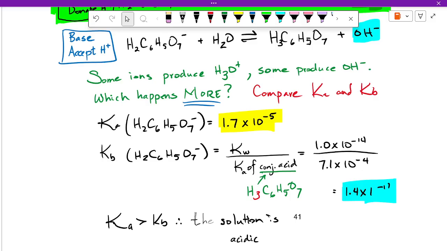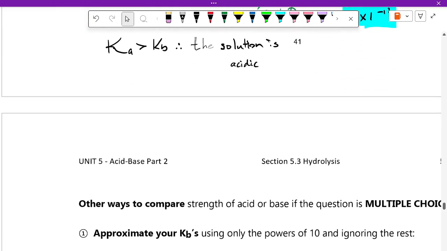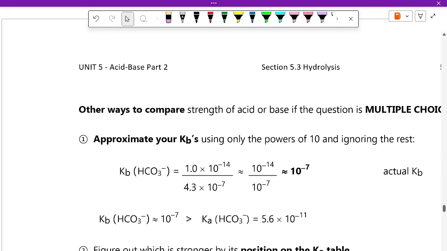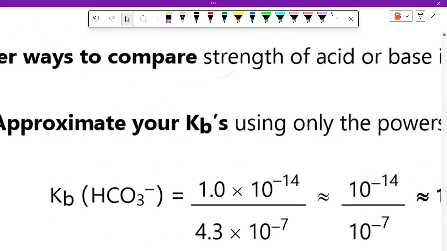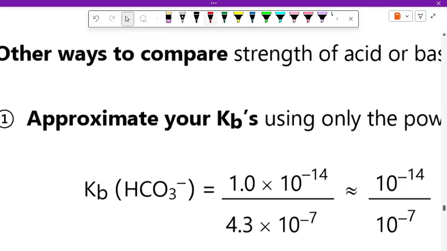Now, you're not always going to be doing written response questions, so let's make this a little simpler for those occasions where you're doing, say, a multiple choice question. One way to compare the strength of the acid or base is to just approximate your Kb's using powers of 10, okay? So we had done an example yesterday about HCO3.